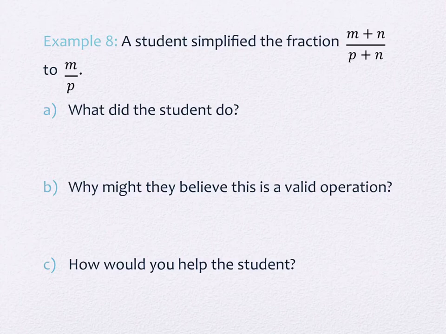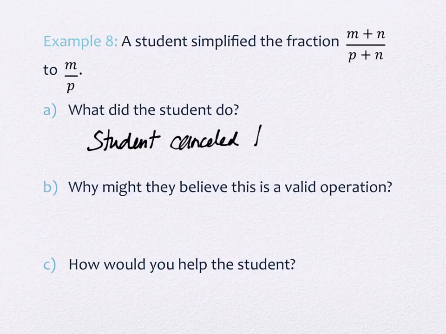So what did the student do? The student canceled out the n's. Yes, not just the n's, but the plus n. So the student canceled the plus n parts. This is what they did. They said, hey, look, there's a plus n here, I can cancel them. Why might they believe this is a valid operation?